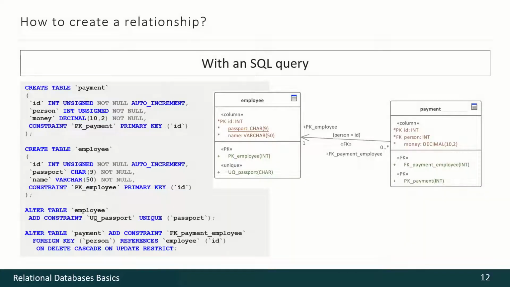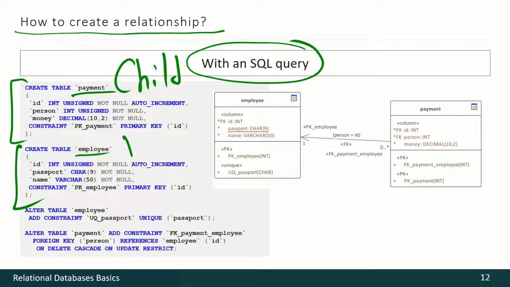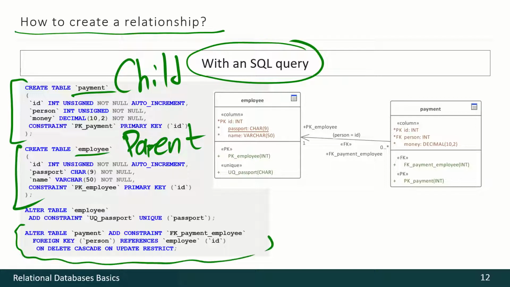And the only thing left to discuss is how to create a relationship. Let's start with an SQL query approach. Here are our relations. The payment, so it's the child table. The employee, so it's the parent table. And this is the query for creating the relationship.